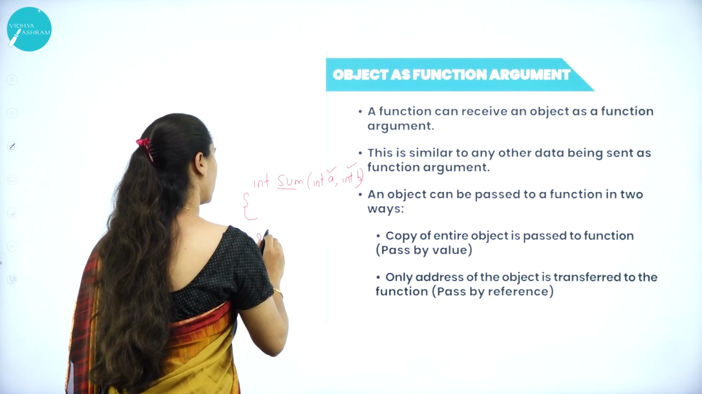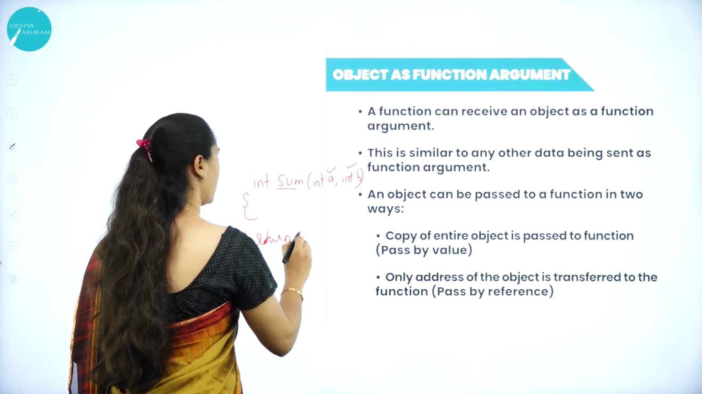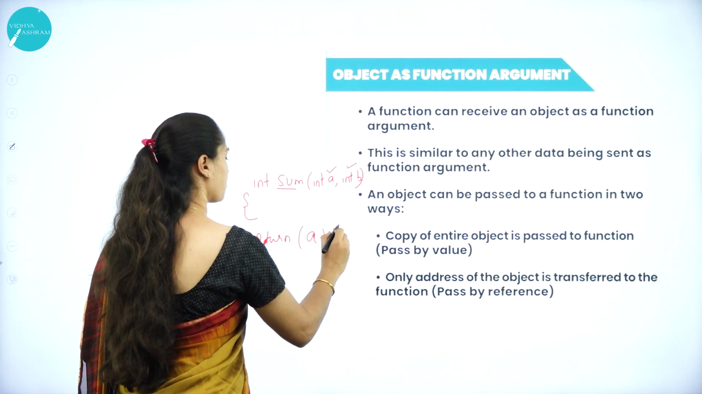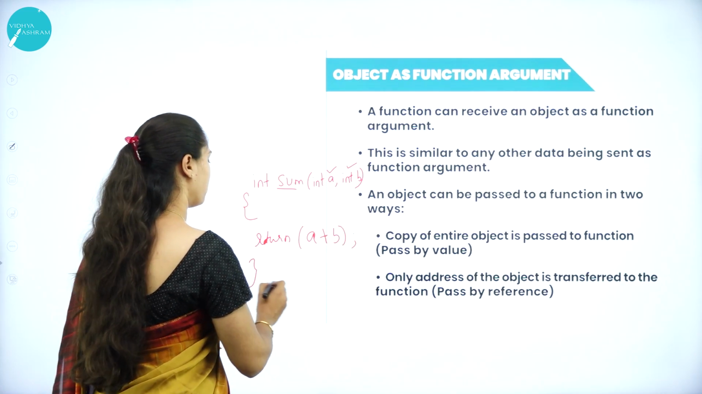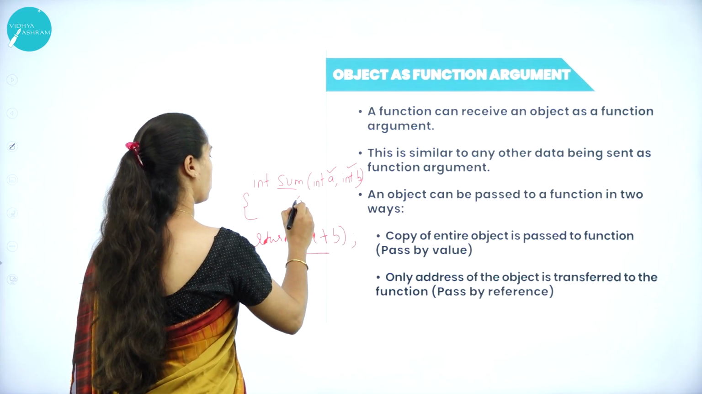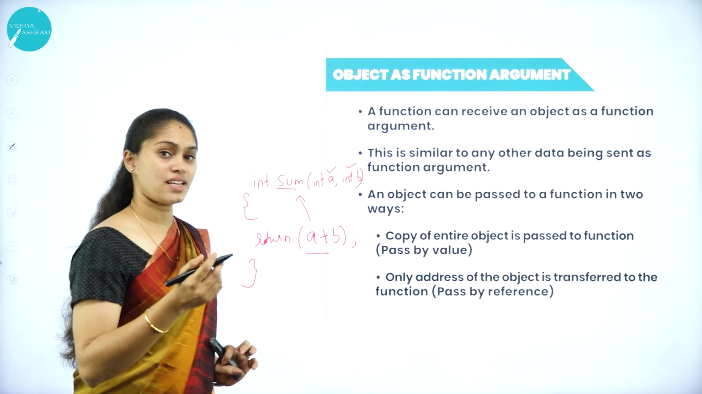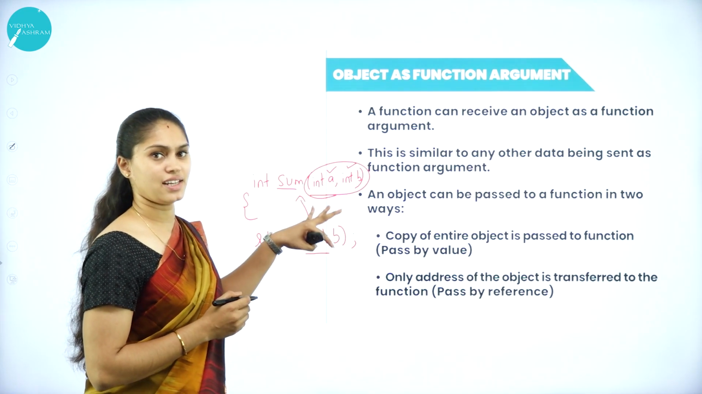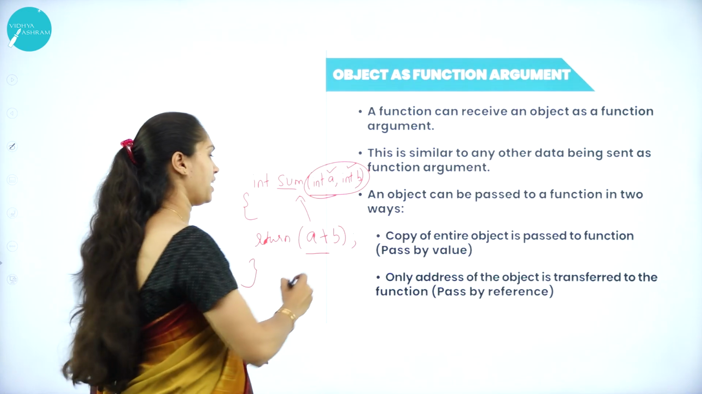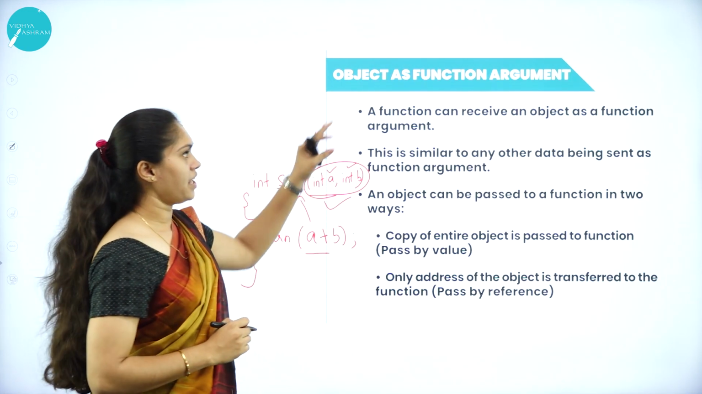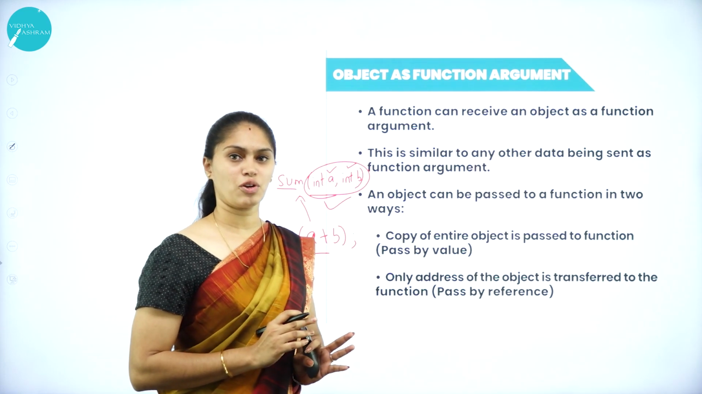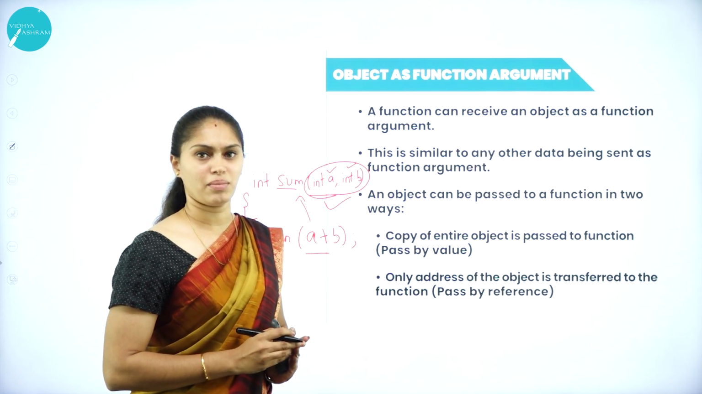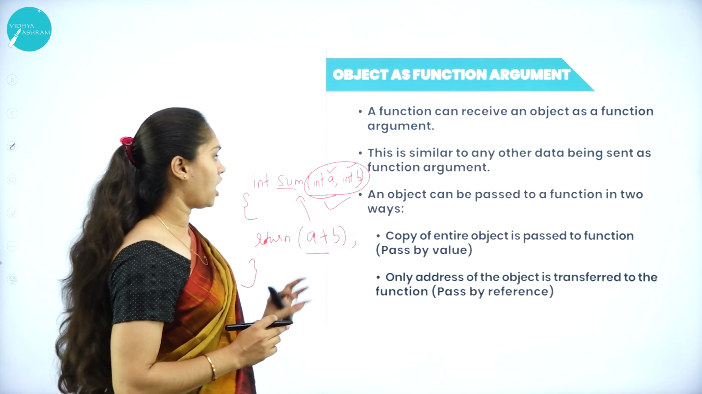What will it return? It will return a plus b. Okay, that value will be sent back to this function called sum. Instead of these arguments or parameters, can I send an object as an argument? Yes, that is possible with an object as an argument or function parameter. So we'll see how to do that.